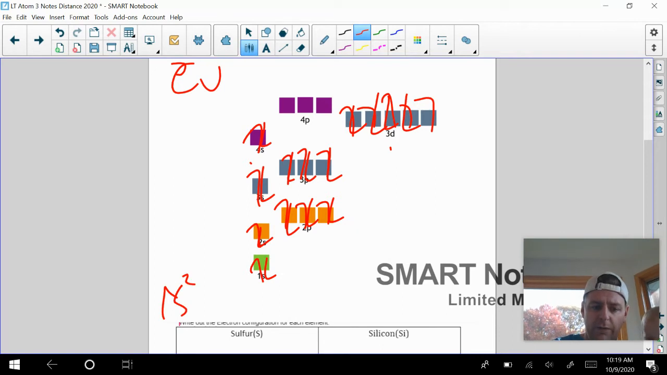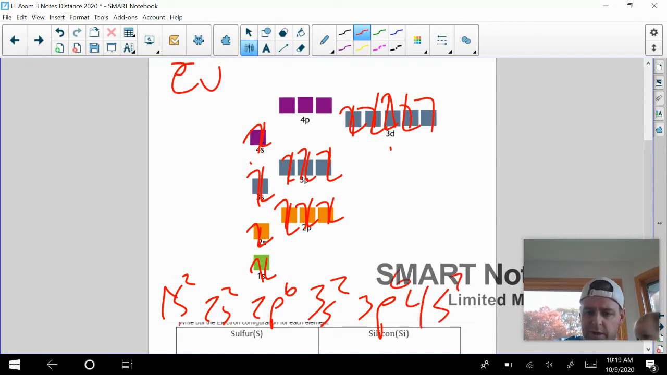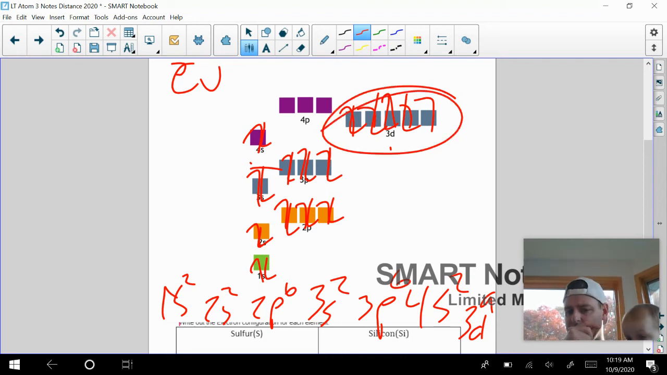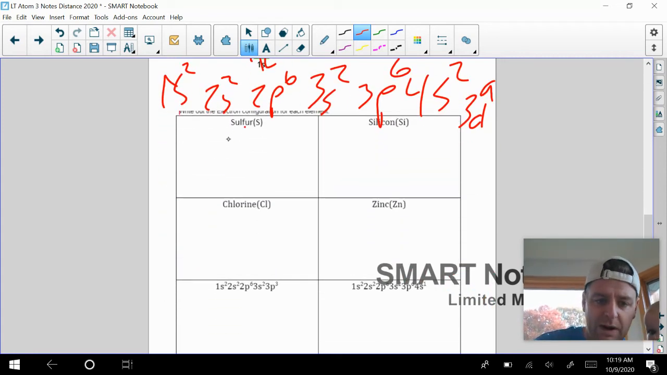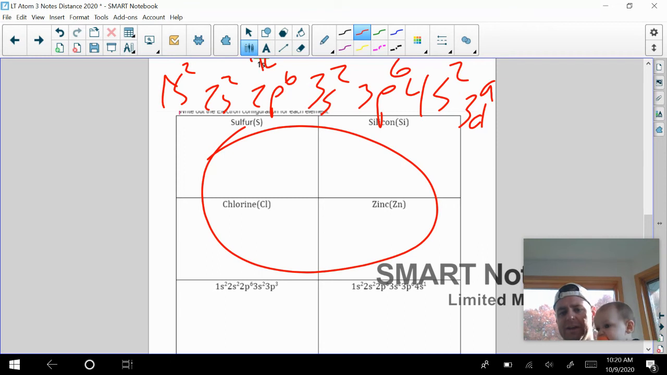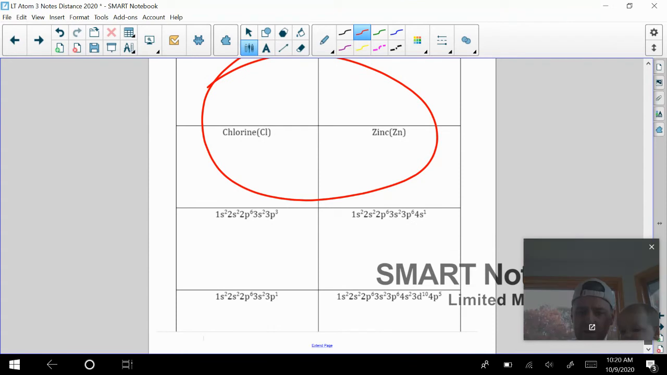We can write out what we wrote then: 1s2, 2s2, 2p6, 3s2, 3p6, 4s2, and then 3d, and there's 9 of them there. Just because we add this D thing in there doesn't really make for a big deal. So that's exactly what these first 4 problems are, just like what we did yesterday. The next 4 go the other way.